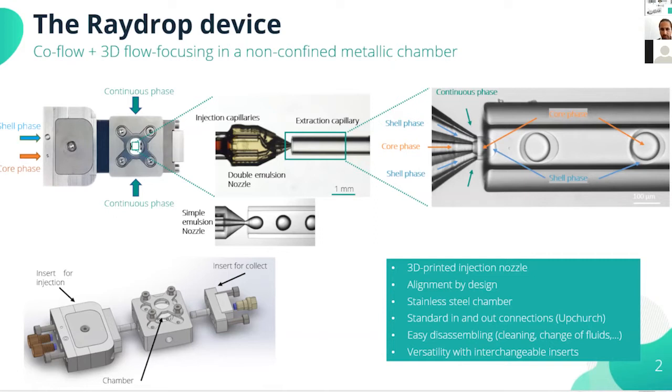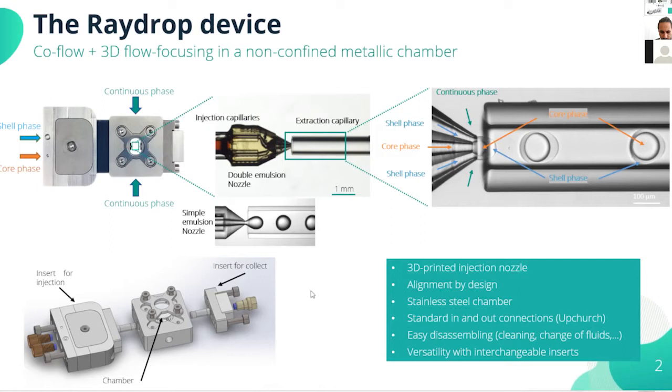On the picture in the middle, you can see a zoom-in of the Redrop, where you can see the injection nozzle on the left part. In this case, it's a double emulsion nozzle, and on the right part you have the extraction capillary where we collect the emulsion. In the picture just below, you have the simple emulsion nozzle to produce simple emulsion. So it's really just one entrance, and the other one has two inlets for the core and the shell phase. And on the right part, you see the formation of double emulsion.